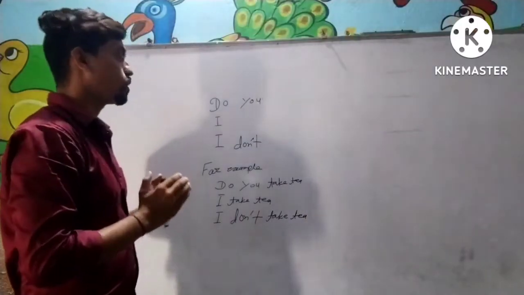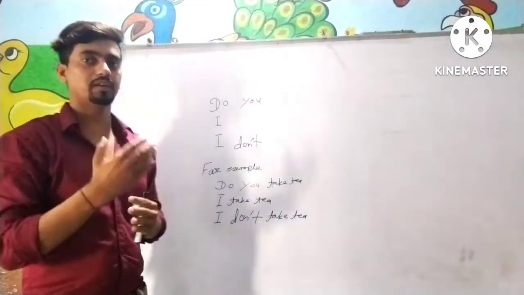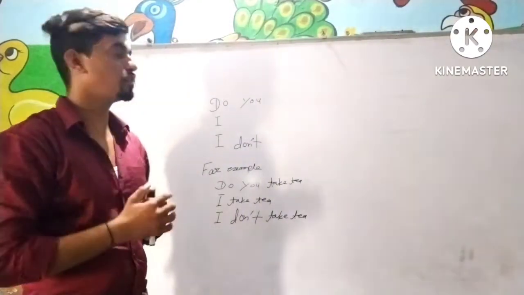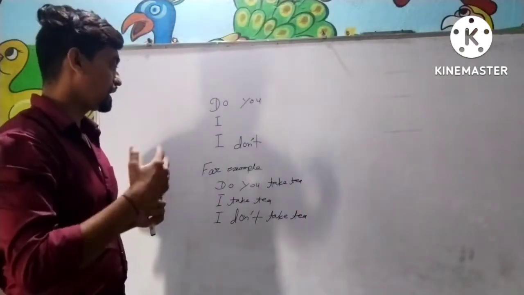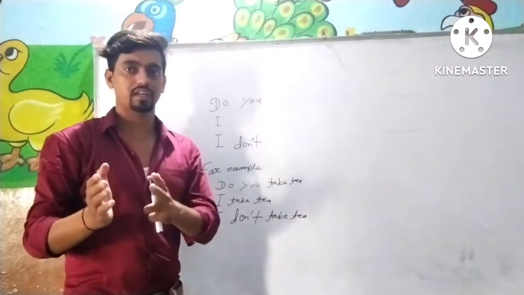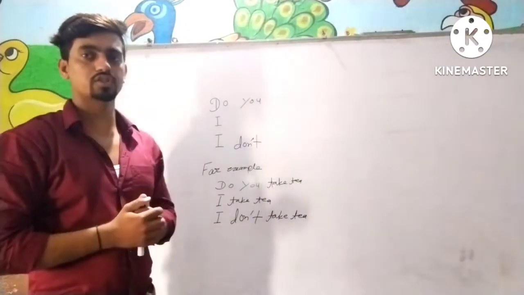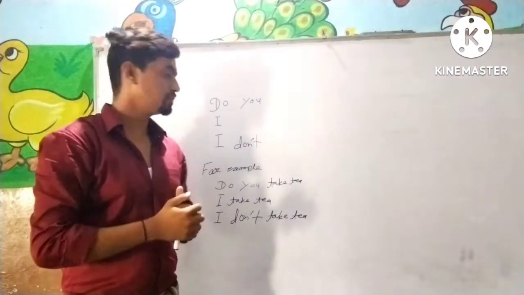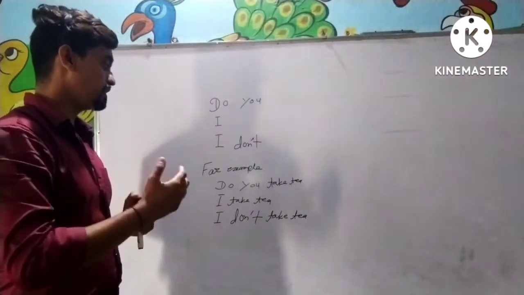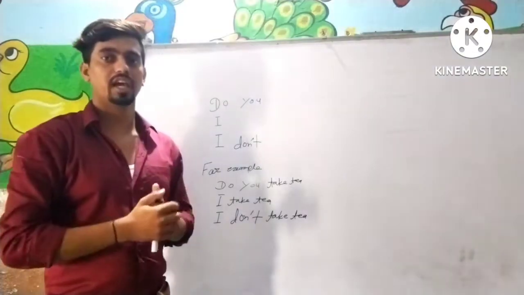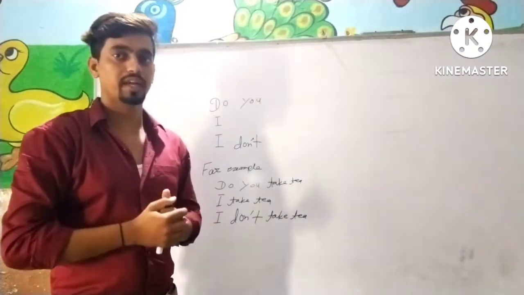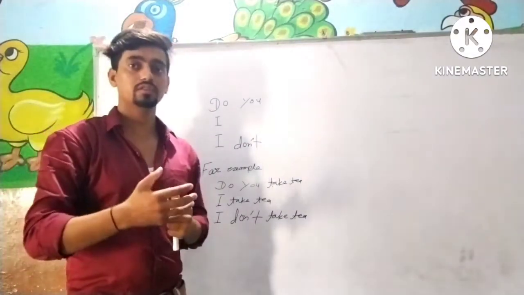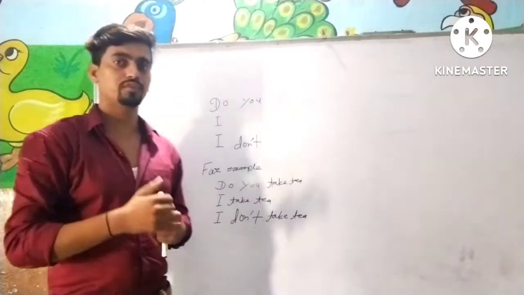And if we are talking about the present, then we will use "do you", and we will use the first form with "do". For example, do you take tea? If we are asking the question, we will say "do you take tea?" If we want to answer, we will say "I take tea". And if we want to refuse, we will say "I don't take tea".